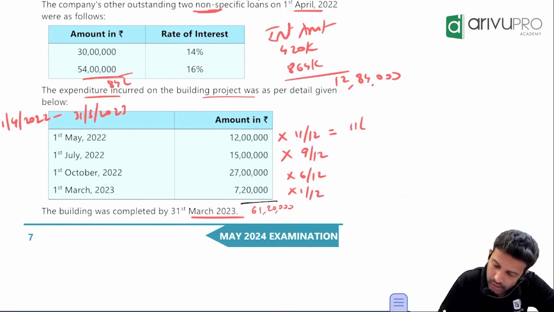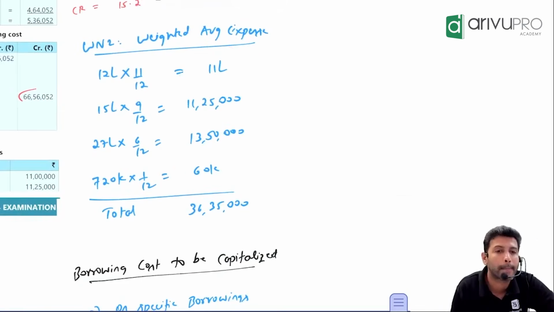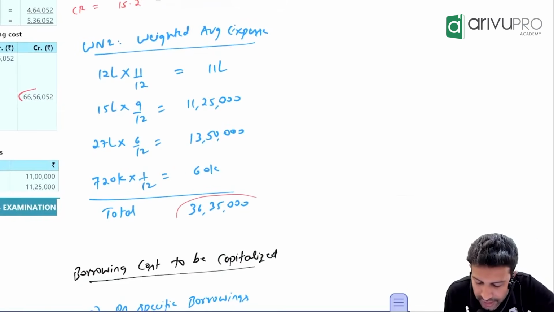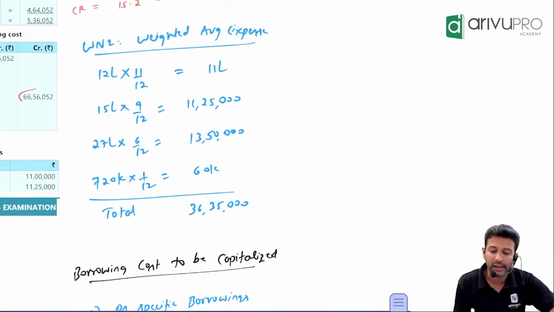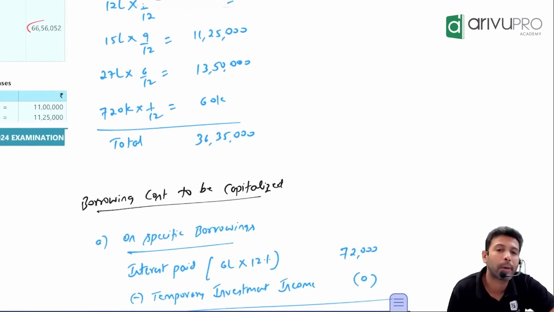Agreed? When you calculate that, this is the number. I think your calculator is showing the same numbers here. Correct? So when you sum it up, you will get the time weighted expenditure. How much? 36 lakh 35,000. Any problem? Okay.